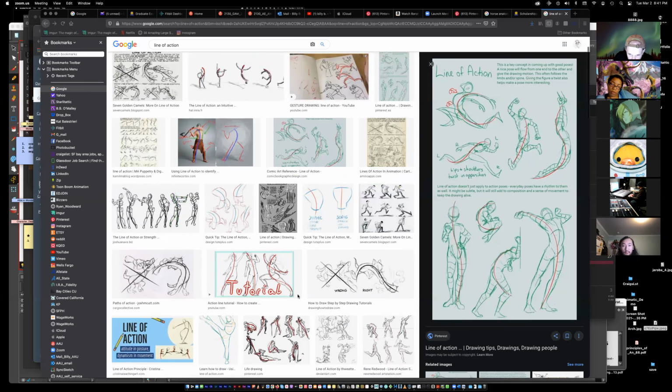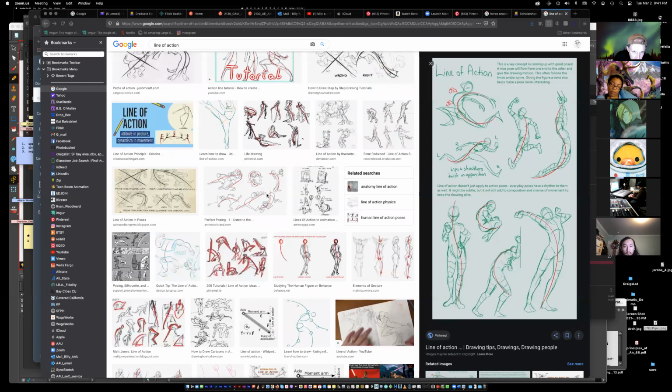So let me find another couple of good examples here. So this one's fine. So this little guy right here, and they're somewhat accurate. So head, line of action. Head, line of action. Then you draw in the bean shape for the body and you get the model posed.